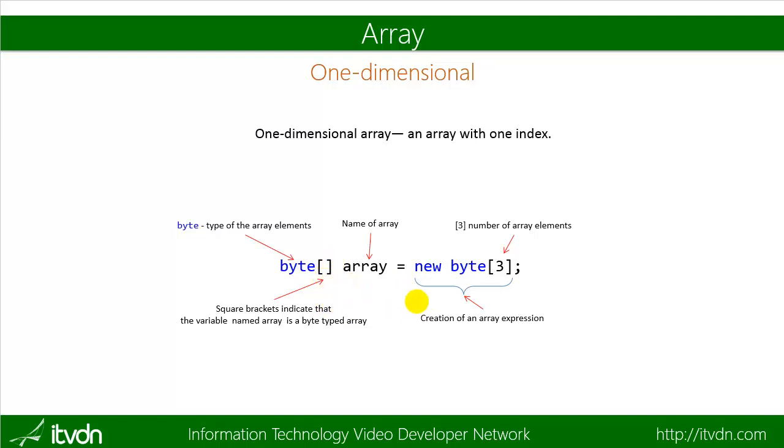Fine. The next thing is creation of an array expression. Here is our expression. Number of elements that we have in our array, 3. So this is called an array expression. This is called the number of elements, and this is called the name of the array. This is the type of the array elements, and the square brackets show us that this is an array.